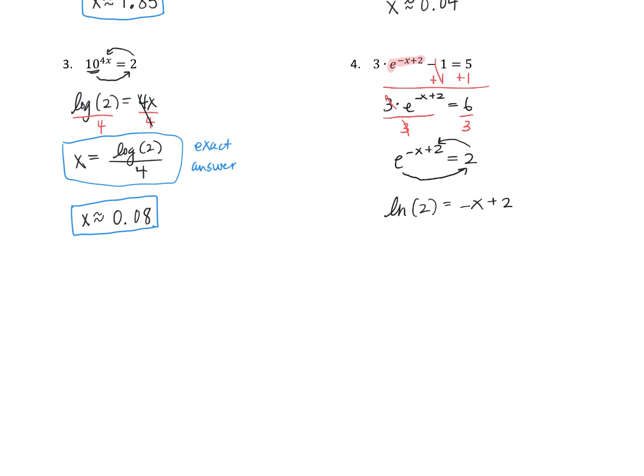And so to finish getting the x by itself, we would want to subtract 2 from both sides. So we would have the natural log of 2 minus 2 is equal to negative x. And then we don't want the x to be negative, so we would divide by negative 1. And we would get x is equal to negative ln of 2 plus 2. That's your exact answer.